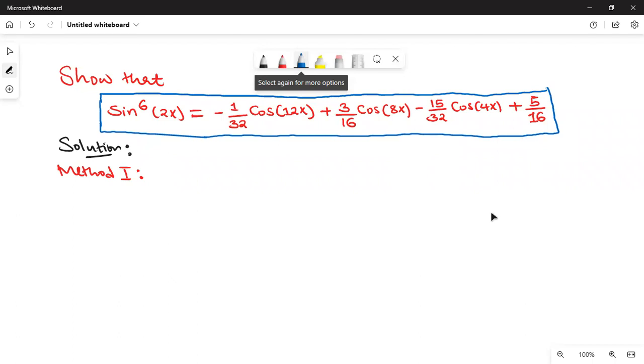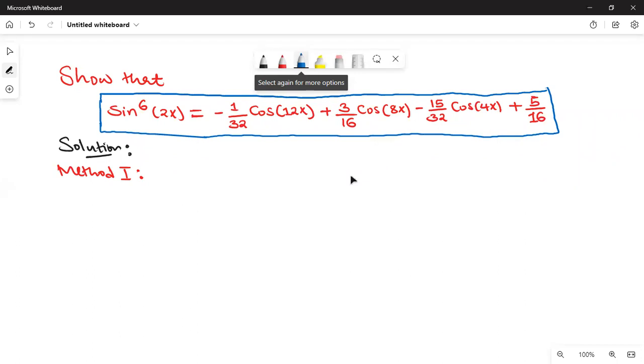Today we are going to look at how to show that sine raised to 6 of 2x is equal to 1 over 32 cos 12x plus 3 over 16 cos 8x minus 15 over 32 cos 4x plus 5 over 16. Now we have two methods of showing the given identity.